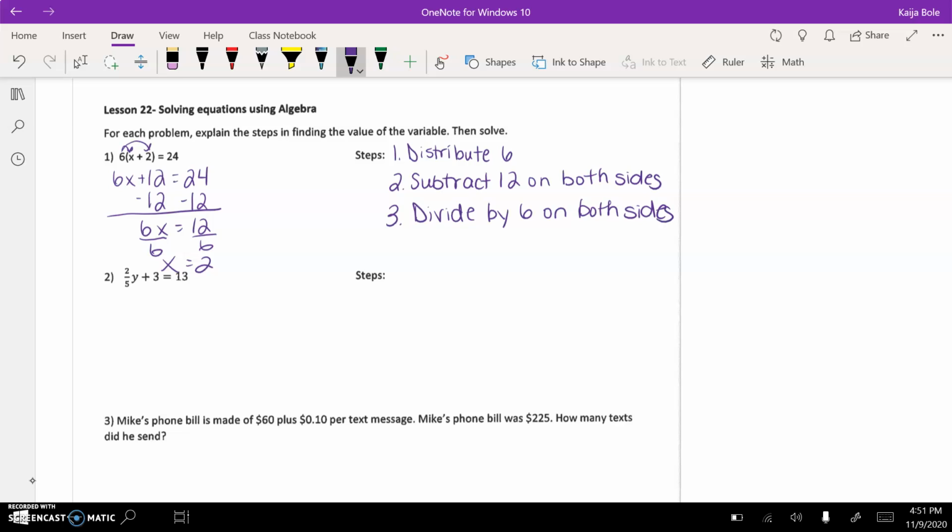All right, I'm looking at number 2 here. So first I would subtract 3 on both sides. So I would get 2/5 y equals 13. So step 1, subtract 3 on both sides.